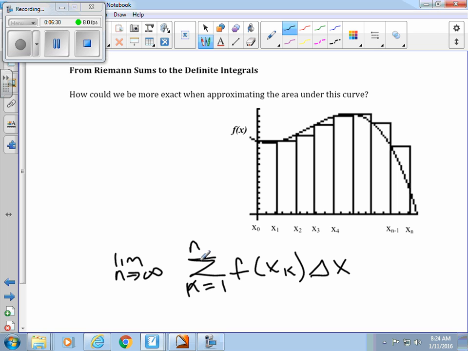Right, if changing x is small, you get more rectangles. That's what our goal is, to learn how to find that value tomorrow.